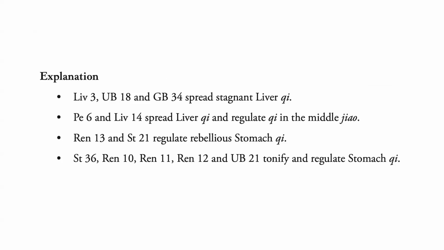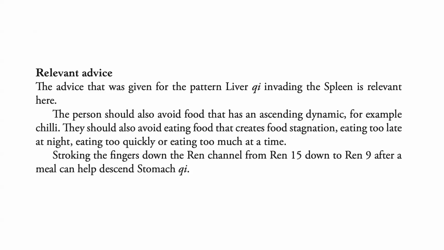Liver 3, bladder 18, and GB 34 spread stagnant liver chi. Pericardium 6 and liver 14 spread liver chi and regulate chi in the middle jiao. Ren 13 and stomach 21 regulate rebellious stomach chi. Stomach 36, Ren 10, 11, 12, and bladder 21 tonify and regulate stomach chi.